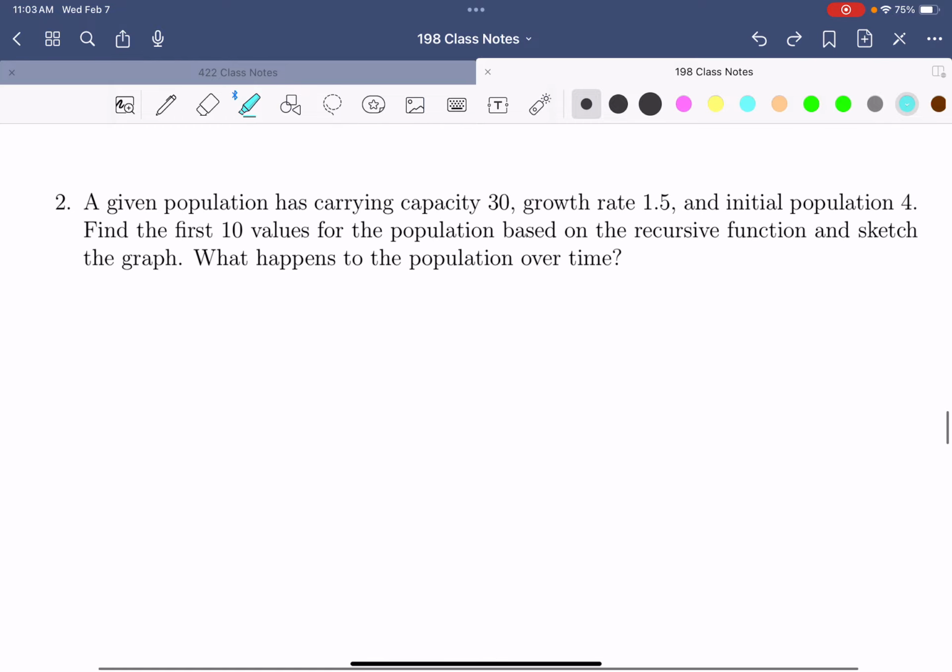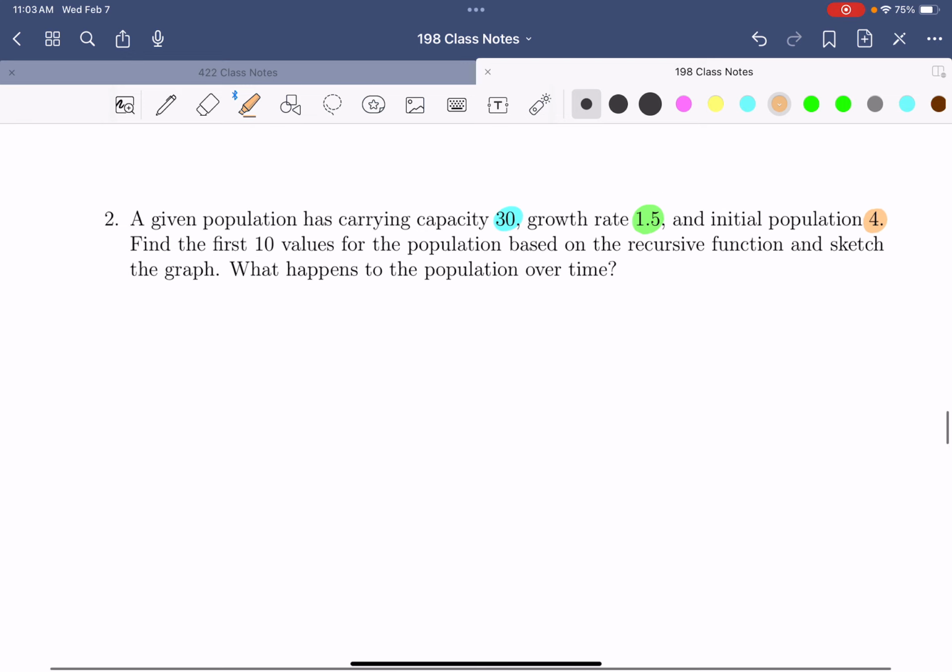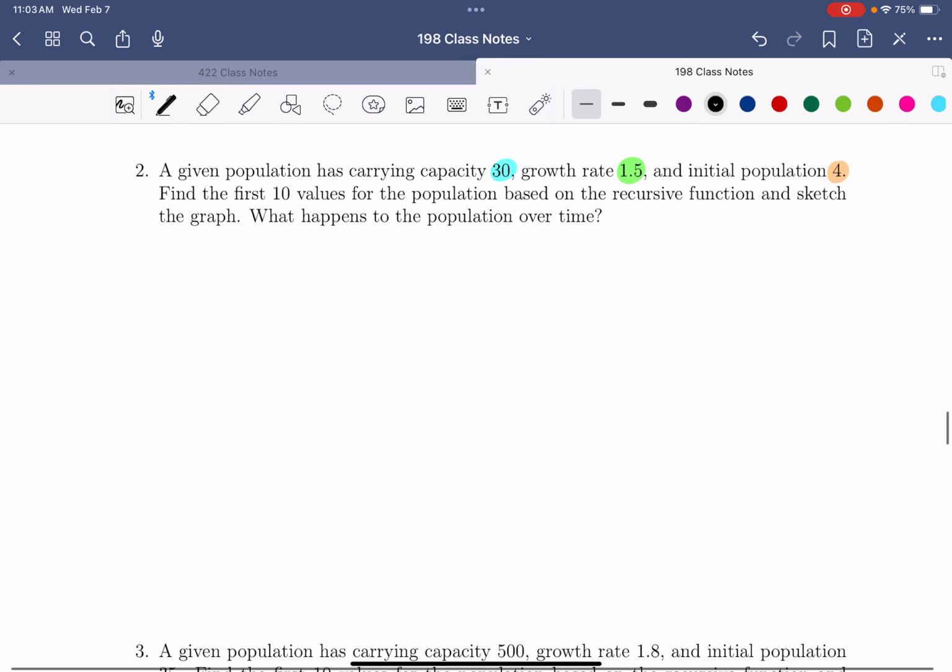Here's where we're going to use it. So a given population has a carrying capacity of 30 and a growth rate of 1.5 and an initial population of 4. Find the first 10 values for the population based on the recursive function and sketch the graph. What happens to the population over time? Okay, so this is giving us information. So this is telling us that k is 30, that r is 1.5, and a, or what we sometimes call p_0, either is fine, is 4.